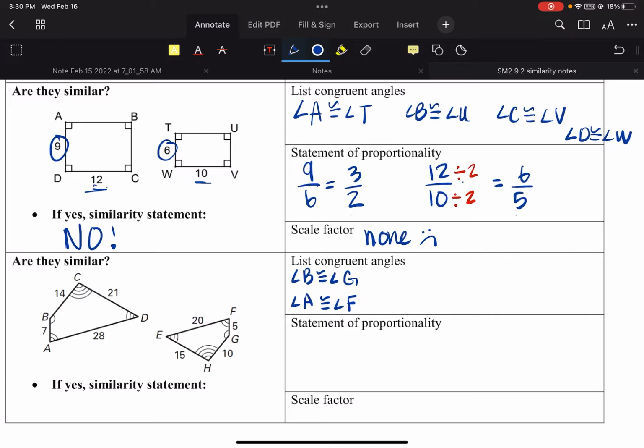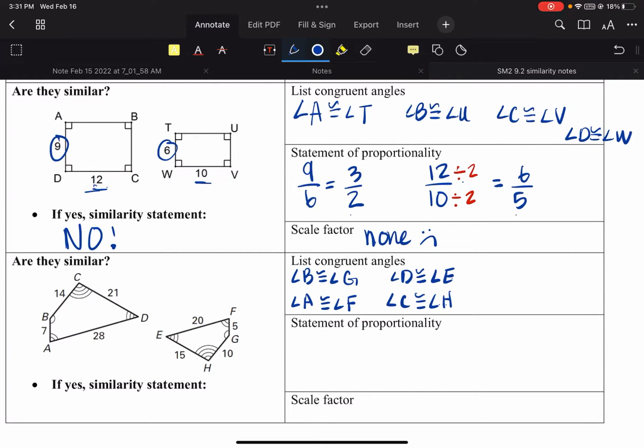Then let's look for where we have 3 little arcs. We have angle D, which corresponds to angle E. They both have 3 little arcs. And then finally, angle C is congruent to angle H because they have 4 little arcs in them.